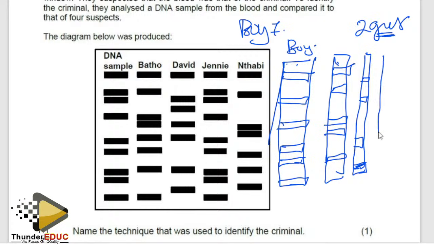And then you have another profile of the second guy. So now they ask you, this is the mother, this is X, this is Y. Who is the father of this boy? And after that, they can ask you to explain, and they say 4 marks. Explain, 4 marks. That's it.